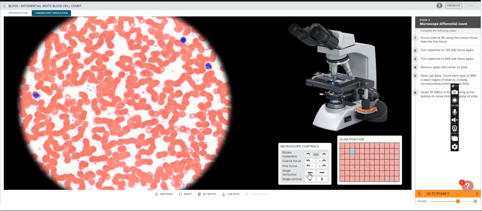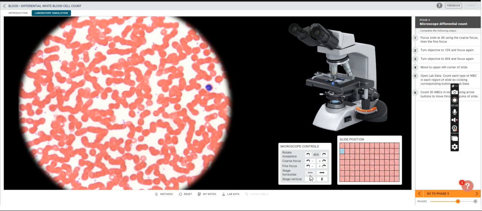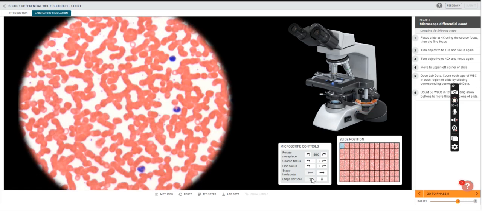You can move the stage with these little buttons right here. So we are going to move it to the upper left, and we now have some samples that we can look at. It is going to ask you some conceptual questions. I have those already answered, so it's not going to ask me those. But it's going to ask you about some of these cells. They're multiple choice questions, and you do have to answer those.